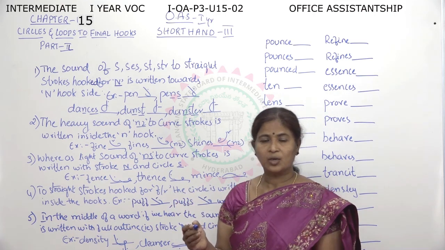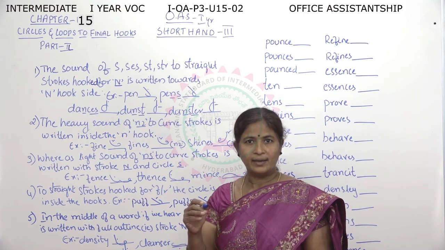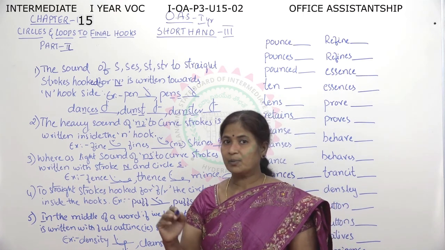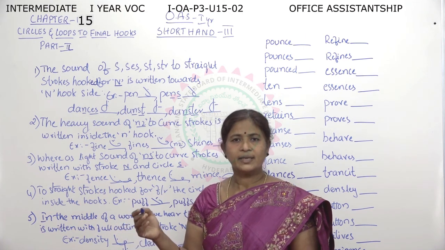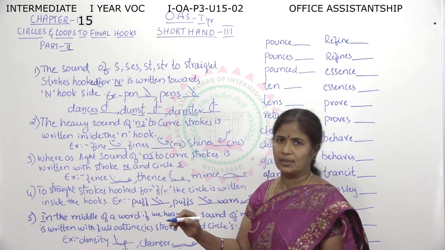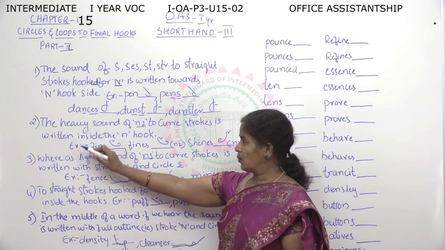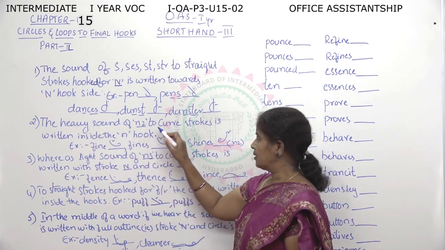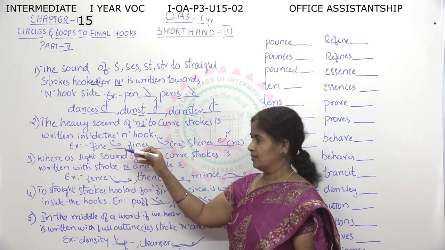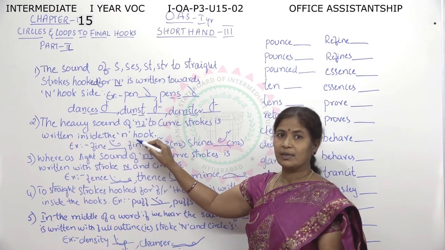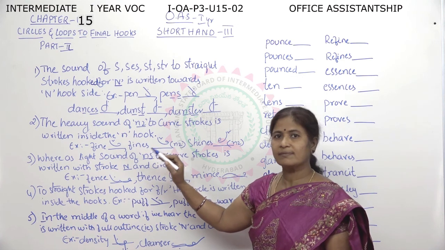Example, fine. How do we write fine? F and n hook is fine. Suppose fines, heavy sound of ends. How do we write? We write the circle inside the hook, the n hook. Okay. Now, the heavy sound of ends to curve strokes is written inside the n hook.